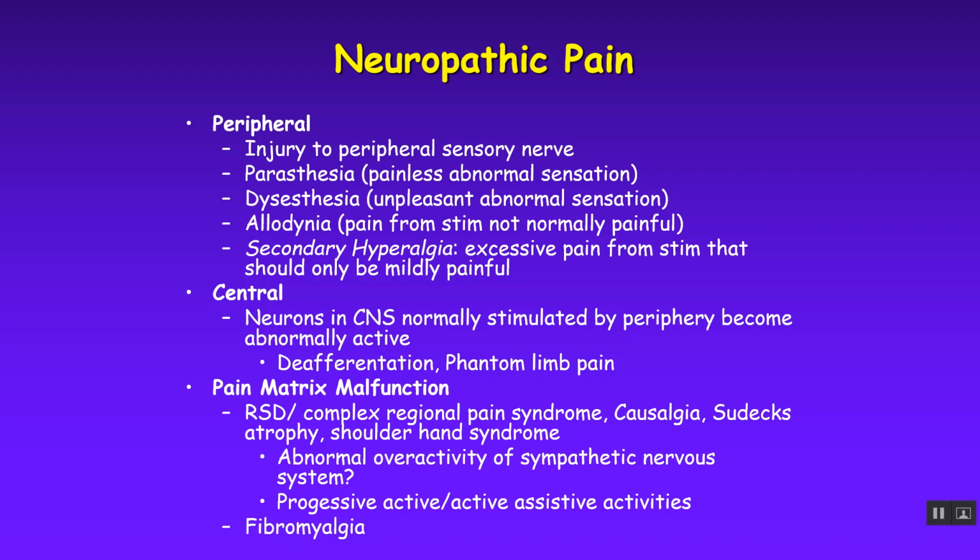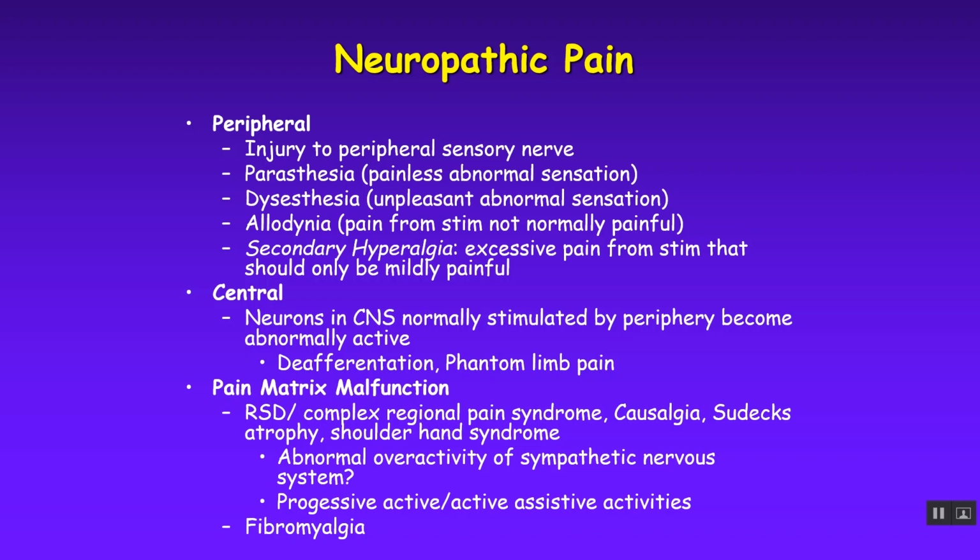Secondary hyperalgesia is excessive pain from stimulation that should only be mildly painful. If I push on your arm kind of hard, you're like, oh, that hurts a little bit. But if you've got some inflammation going on in the area and I push a little bit, you're going to pull away a lot sooner. That threshold is going to be reached sooner because those free nerve endings are sensitized. It's called secondary hyperalgesia, where there's inflammation in the area, and the free nerve endings are already closer to that threshold in stimulus, so it doesn't take very much. It normally would only be mildly painful, but now it's really painful. That's kind of what happens from neuropathic pain in the periphery. Centrally, neurons in the CNS that are normally stimulated by the periphery become abnormally active.